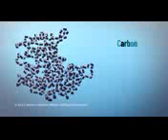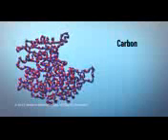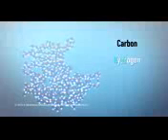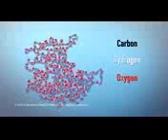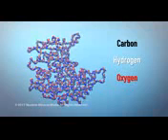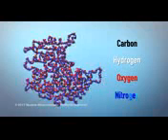So, what are proteins made of? Well, all proteins are organic macromolecules, which means they are large molecules containing the element carbon. Like carbohydrates and lipids, proteins also contain hydrogen and oxygen. In addition, proteins also contain the element nitrogen.